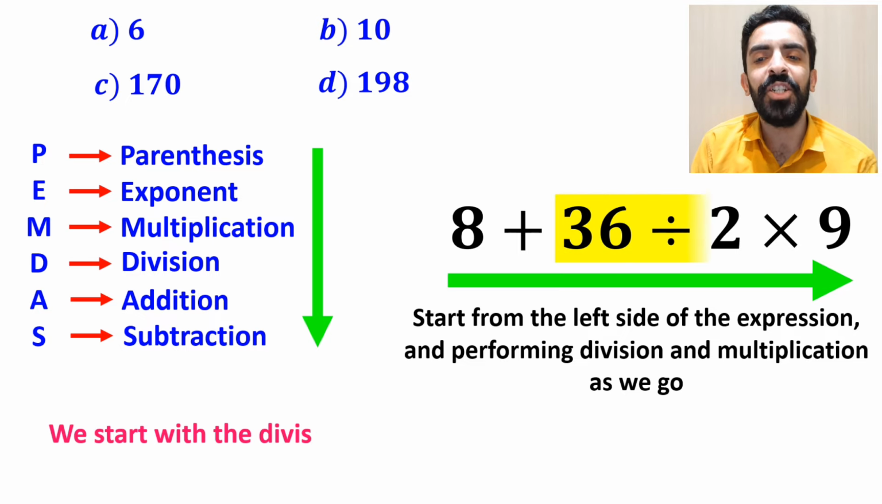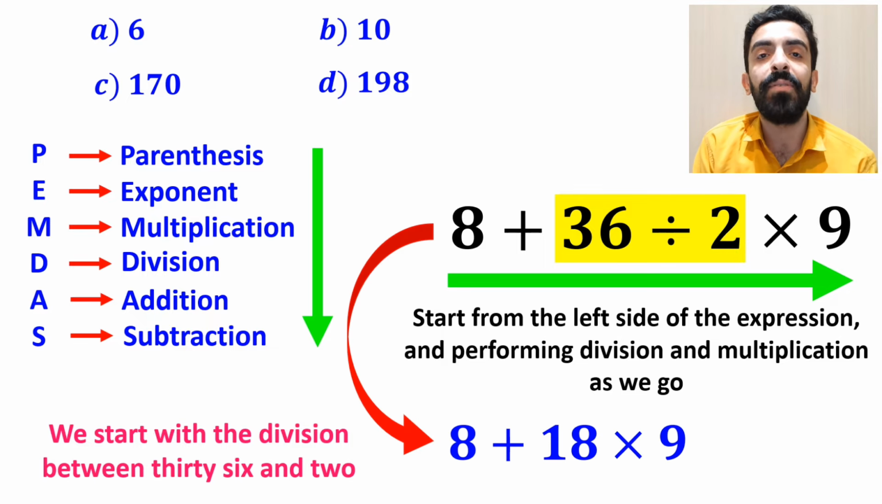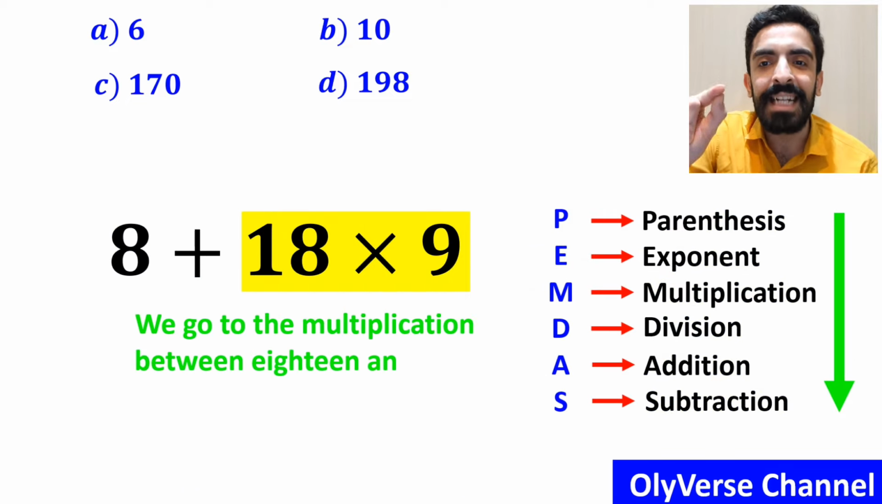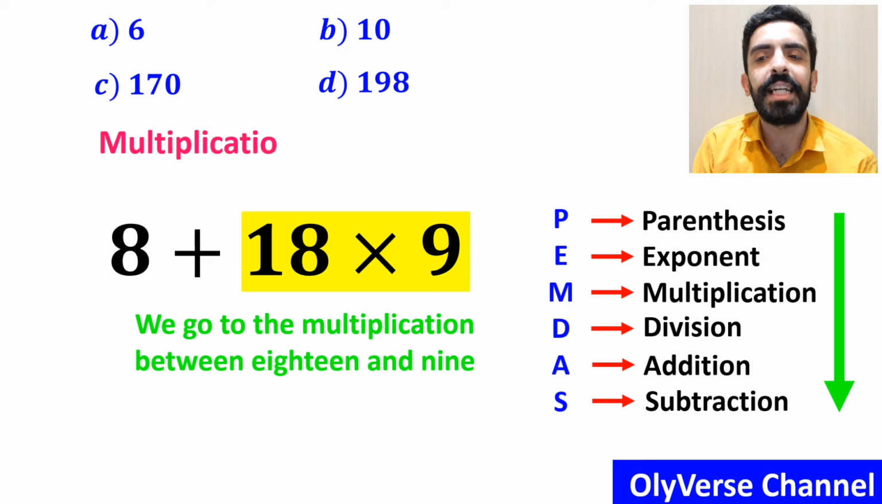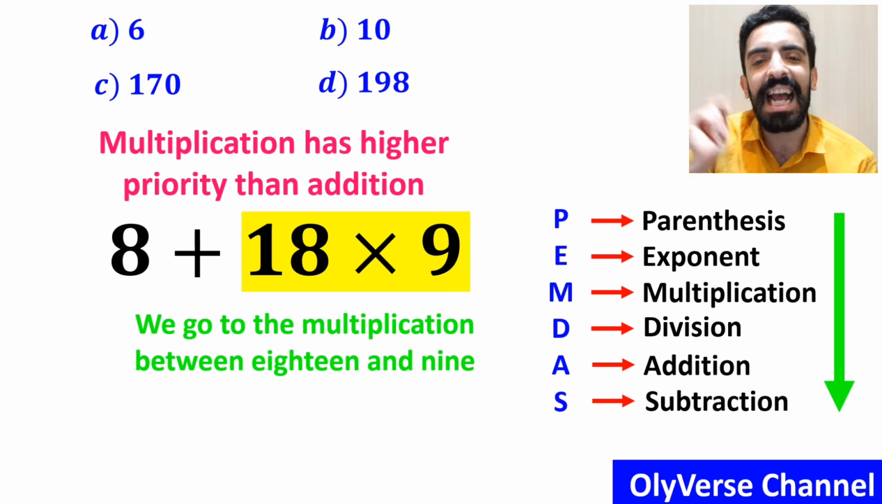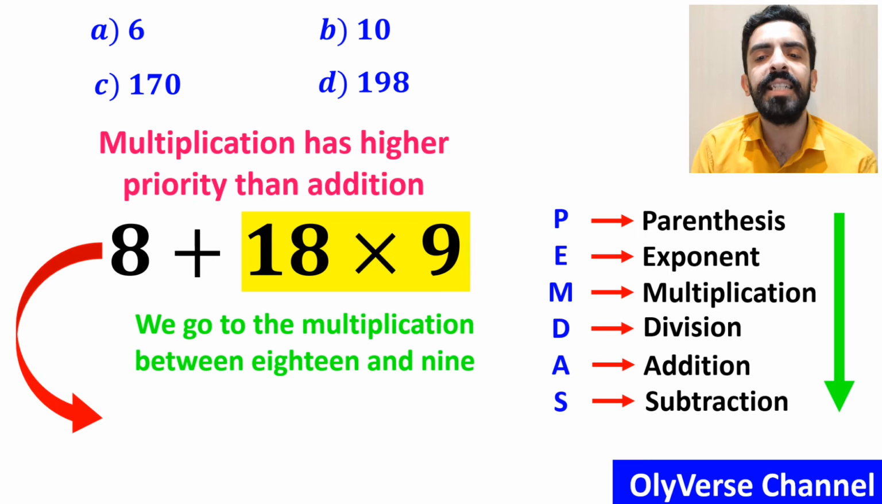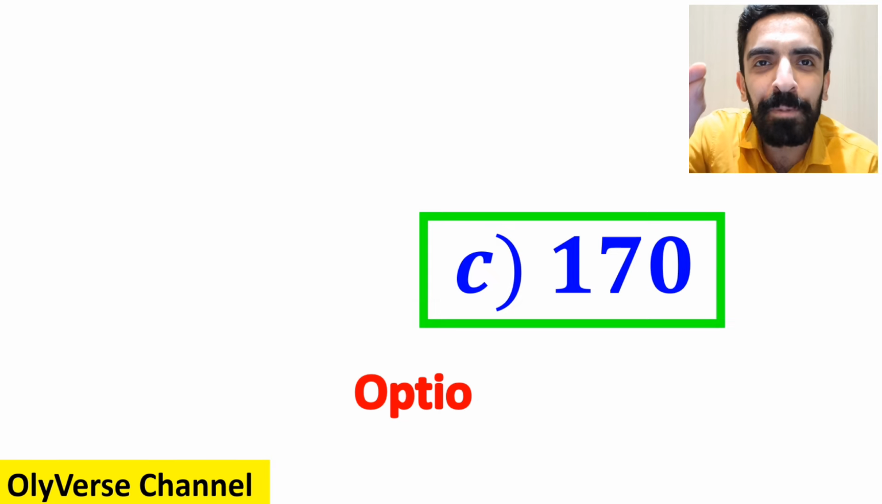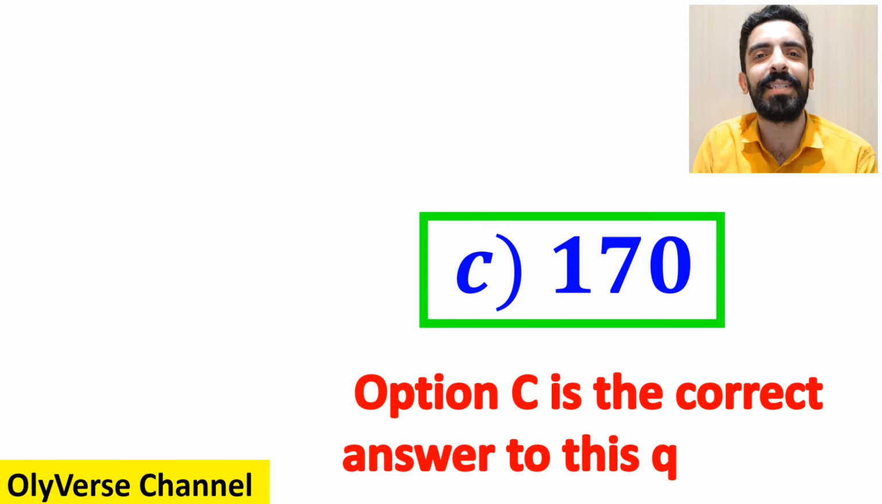So, we start with the division between 36 and 2, and instead of this expression, we can write 8 plus 18 multiplied by 9. The next step, we go to the multiplication between 18 and 9, because multiplication has higher priority than addition. So, this expression simplifies to 8 plus 162, which ultimately gives us the answer 170. That's great. Option C is the correct answer to this question.